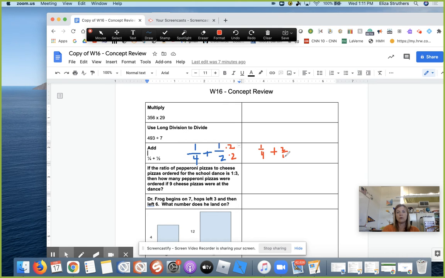Do you agree that 2/4 is also the same as 1/2? It's an equivalent fraction? Yes. And that equals 3/4. So the answer is 3/4 for that one.